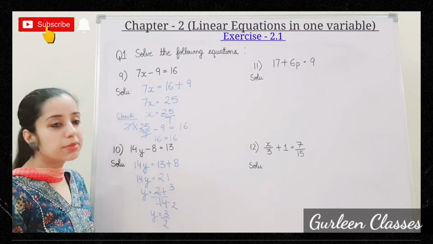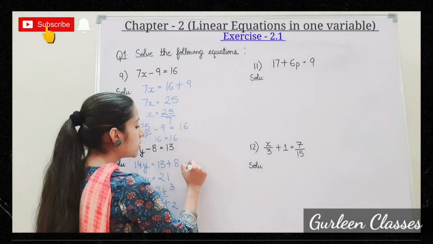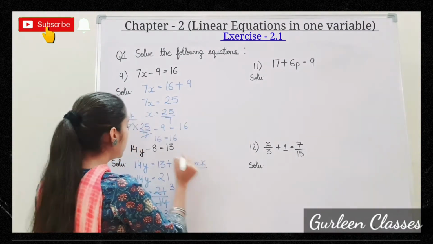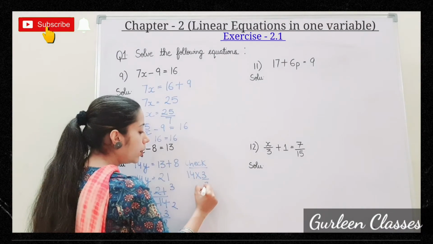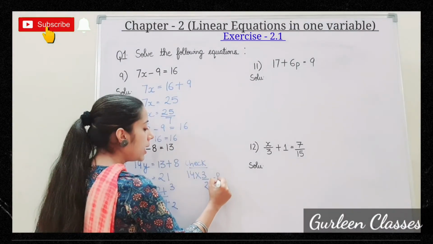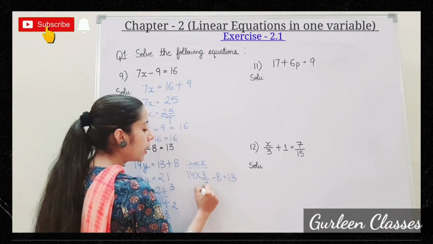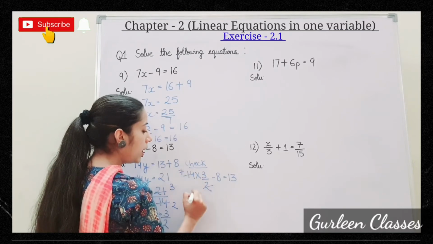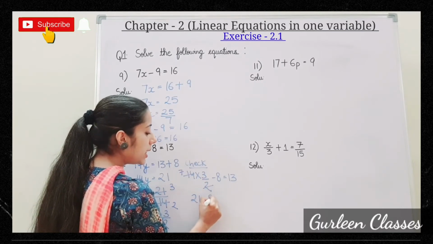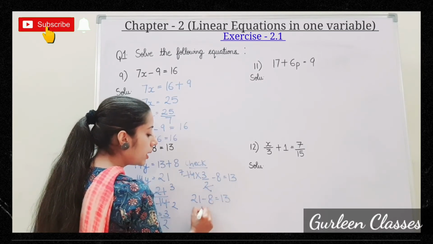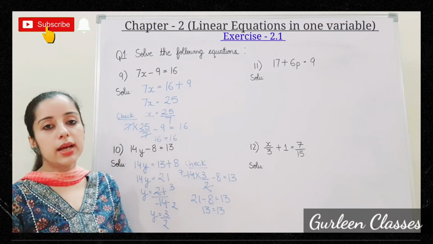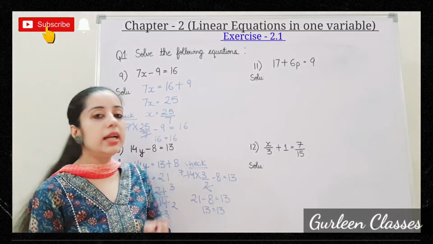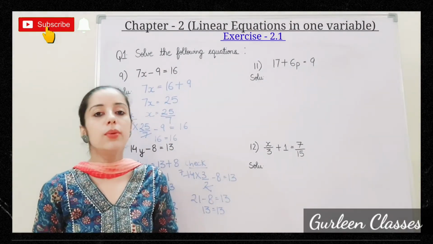So now let us substitute the value and check. So right here check. 14y. 14 into 3 upon 2 minus 8 is equal to 13. 2 7s are 14. 21 minus 8 is equal to 13. 13 is equal to 13. Hence verified.